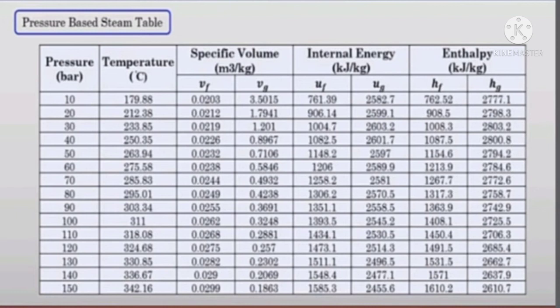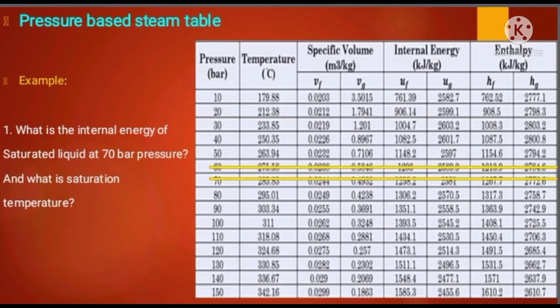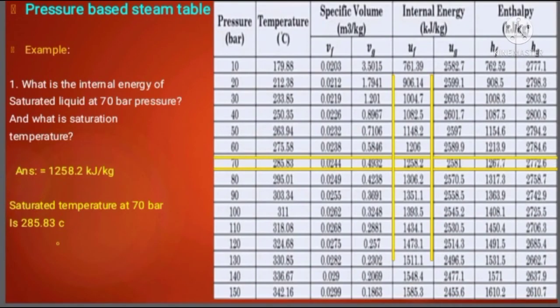So let's proceed to the pressure-based steam table. So there will be pressure, temperature, specific volume, internal energy, and enthalpy. We have examples of the pressure-based steam table. First, what is the internal energy of saturated liquid at 70 bar pressure, and what is the saturation temperature? First, look for the pressure of 70 bar, and second, look vertically down the internal energy of saturated liquid and stop at the pressure of 70. So we can finally get the answer.